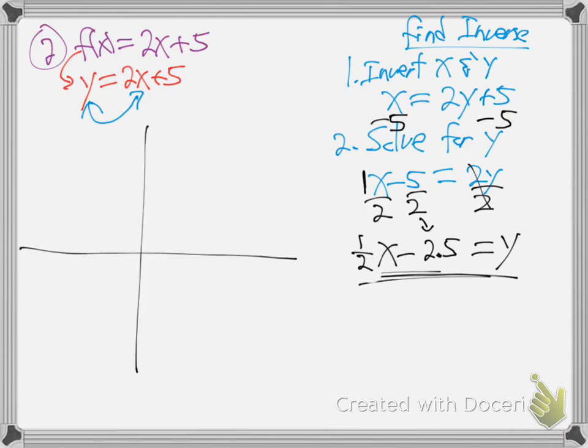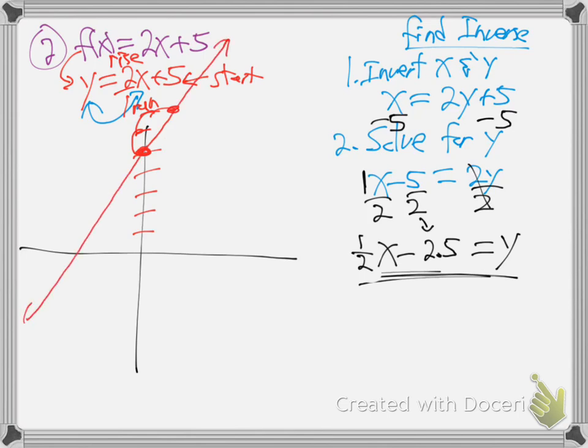Let's go to the graph. So going to the graph, start with the red one. So we start here at up 5. 1, 2, 3, 4, 5, right there. And then 2 over 1 is our rise over run. So I go up 2, 1, 2, over 1. Like that. Up 2 over 1.